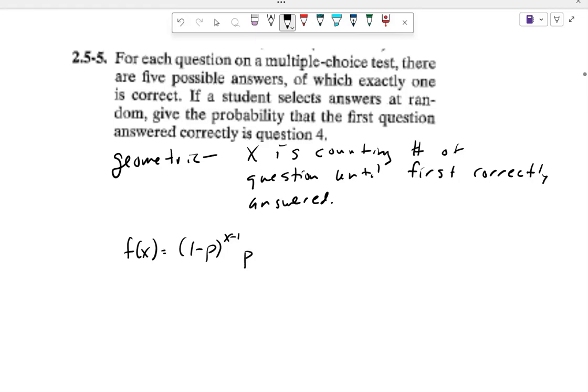Times P, right? Agree with that? Okay. So in this case, then, we want f of what? Are we plugging in for x? 4? Good. And you just told me p was 0.2, so there's a 1 out of 5 chance that they're going to get it right. So we'll get 0.8 cubed times 0.2.